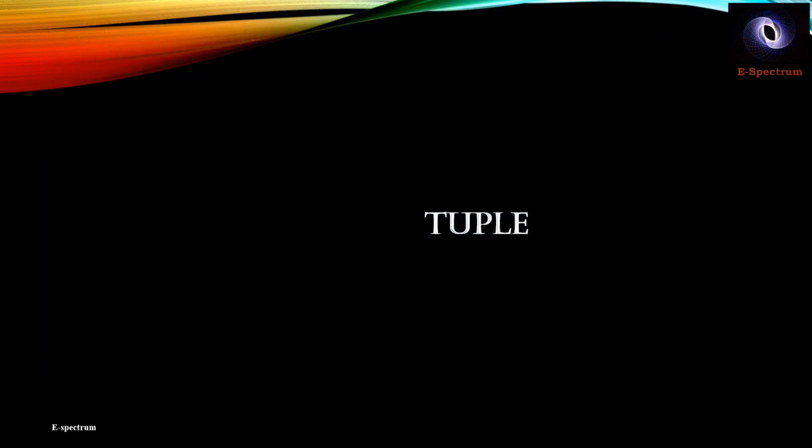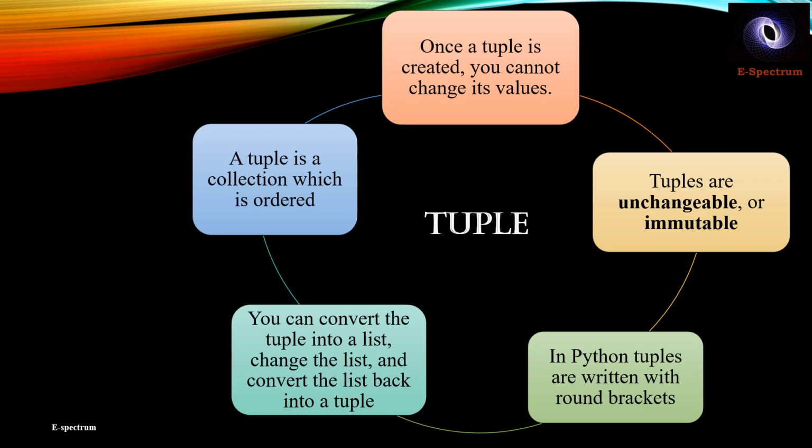So the next type we will see is tuple. In Python, the second multiple element storage available is tuple. What is a tuple? Tuple is a collection which is ordered. Again, you will be having indices available in the tuple. The second peculiarity of tuple is once a tuple is created, you cannot change the elements.